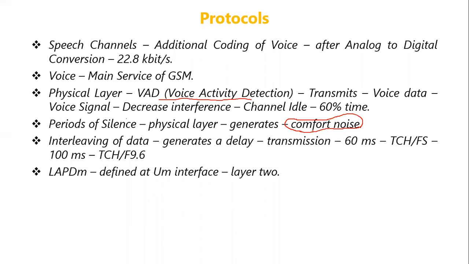All this interleaving of data for a channel is done to minimize interference due to burst errors. The recurrence pattern of a logical channel generates a delay for transmission. So because of adding all these things, there will be some delay in data transmission. This delay will be up to 60 milliseconds for TCH, the traffic channel full rate, and 100 milliseconds for TCH F9.6, traffic channel F9.6.